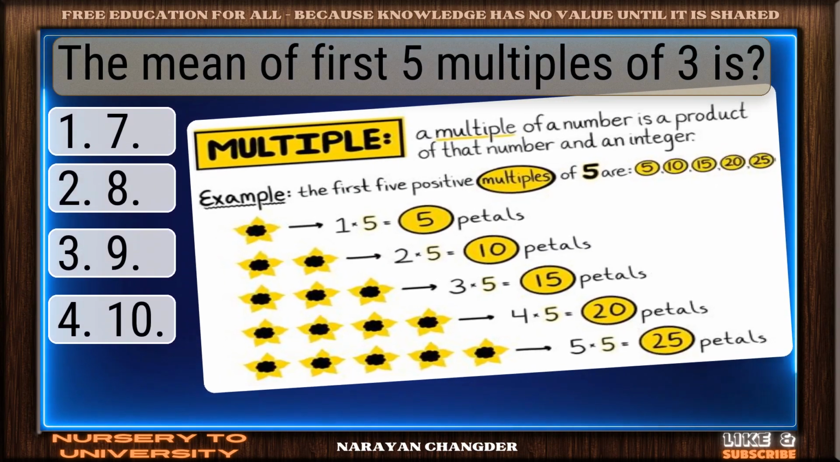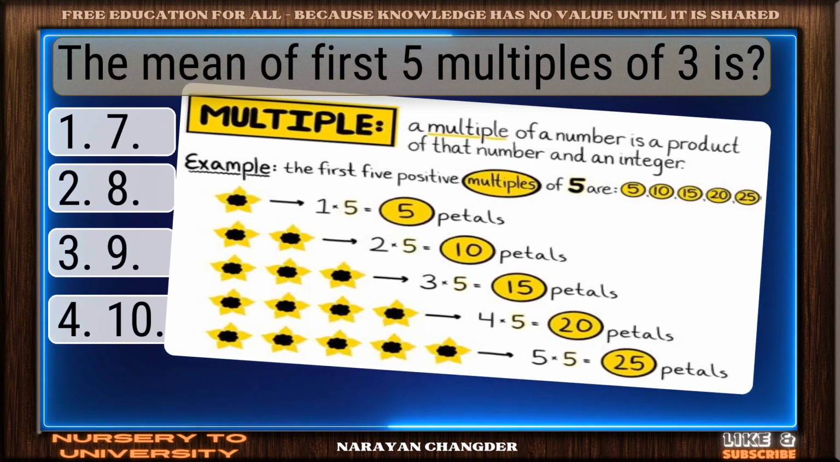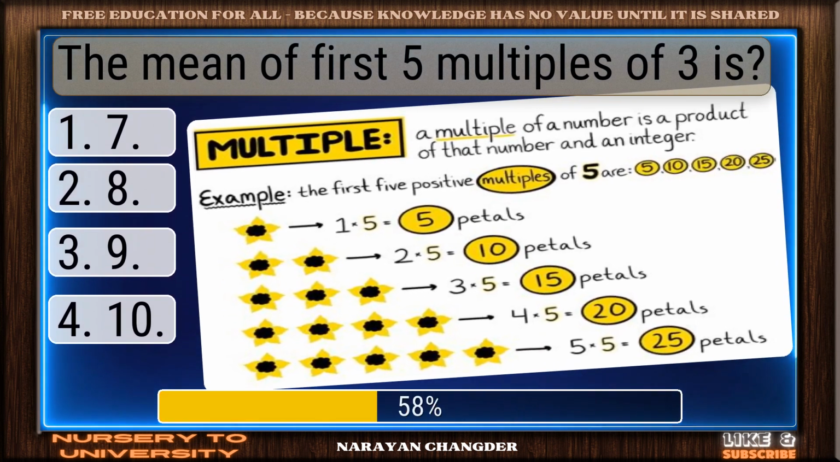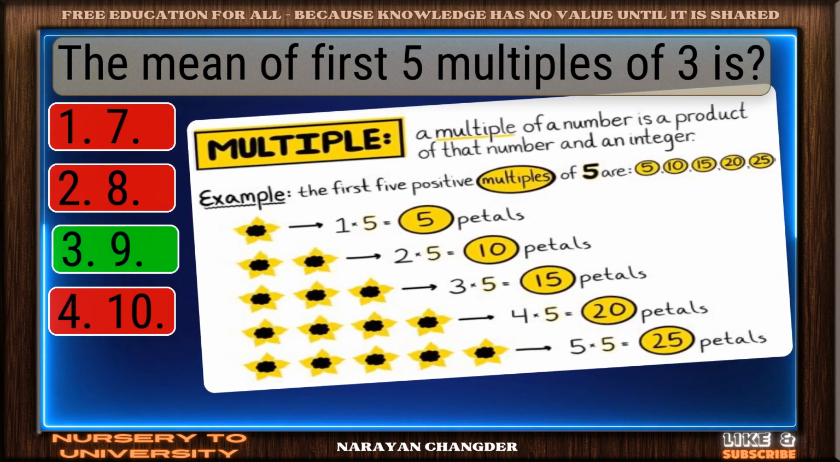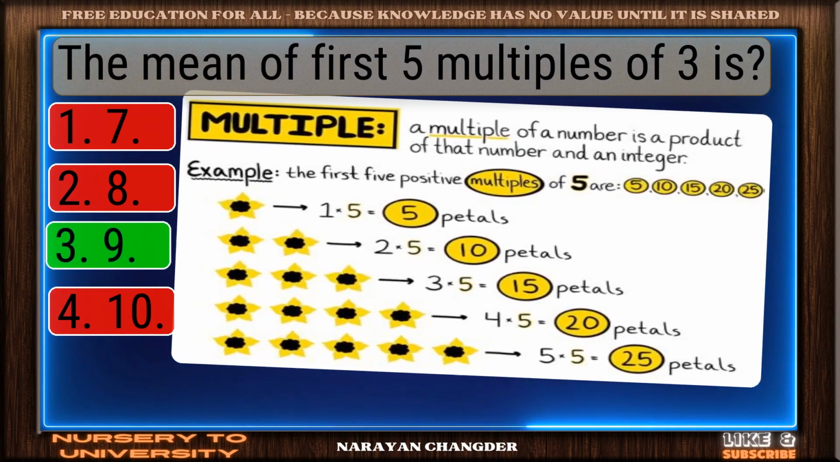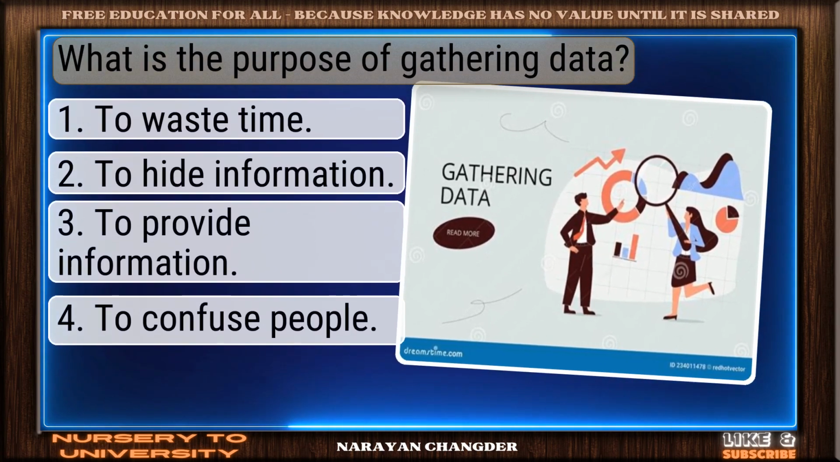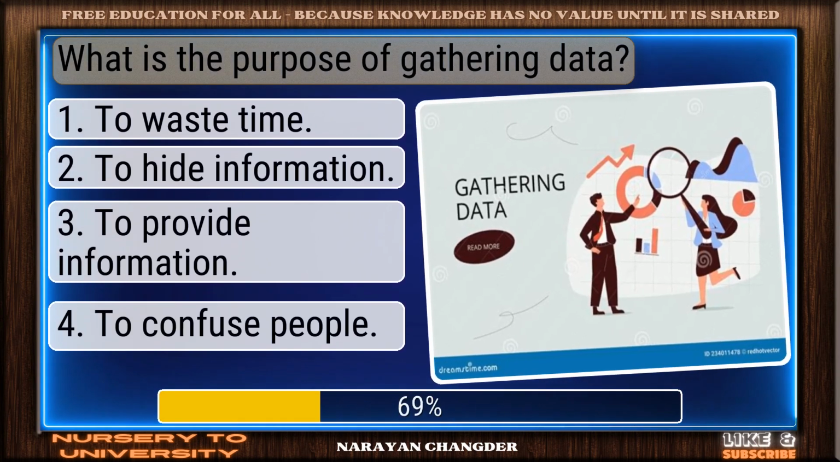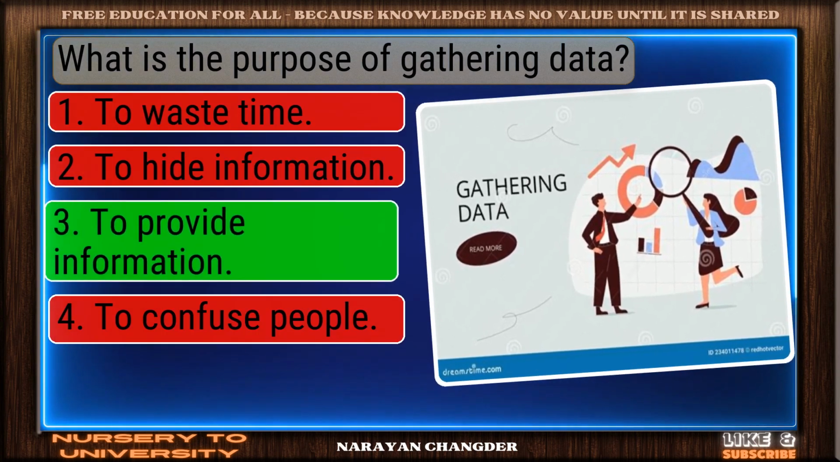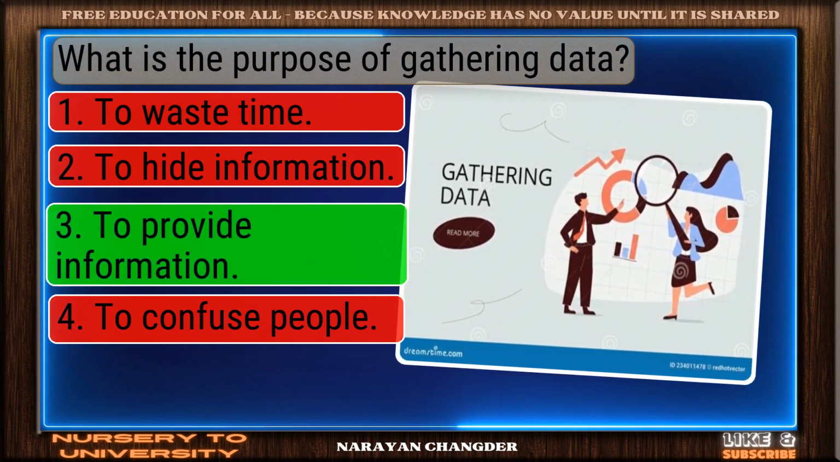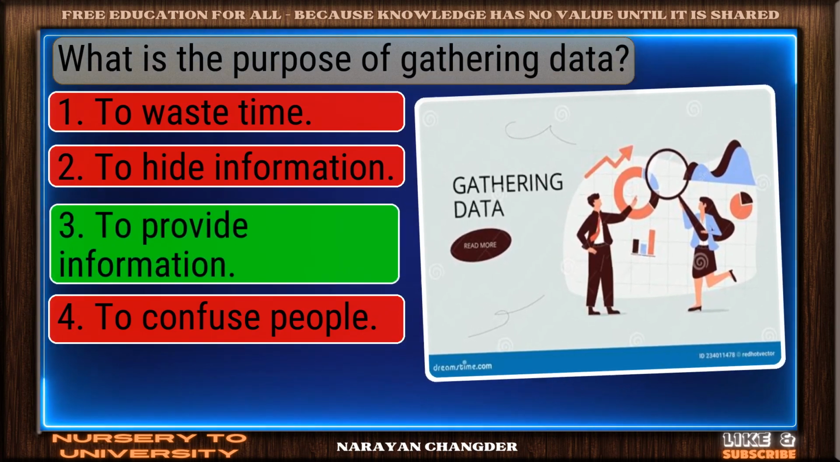Question number 239. The mean of the first 5 multiples of 3 is? Smart pick. 9 is the correct choice. Question number 240. What is the purpose of gathering data? Perfect. To provide information is the correct choice.